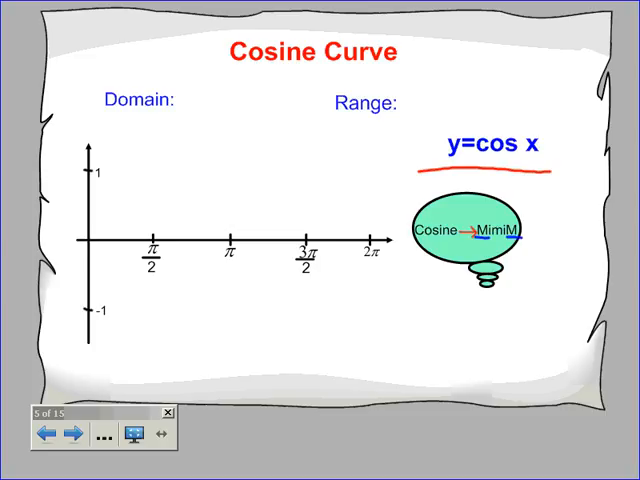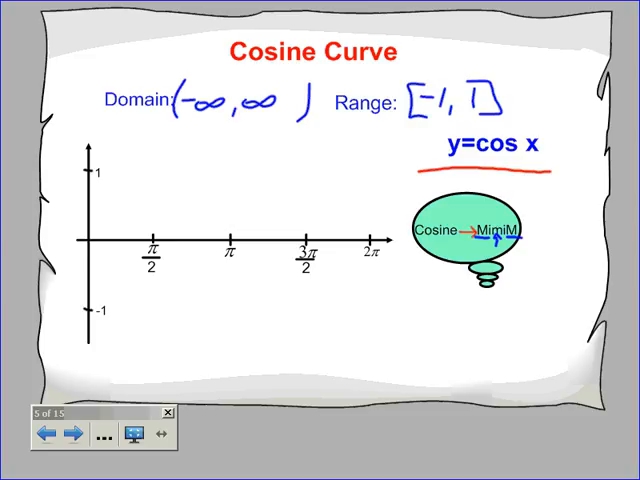Capital M's are maximums. Little m's are minimums. And then the i's are intercepts. So in this one period from 0 to 2 pi, the cosine starts at a maximum. But maybe I need to do domain and range first. And by the way, they're exactly the same as a sine. So this is negative infinity, positive infinity. And what's the range? Negative 1 to positive 1.